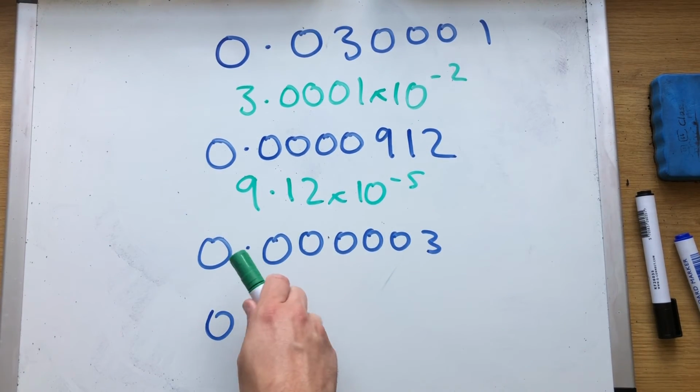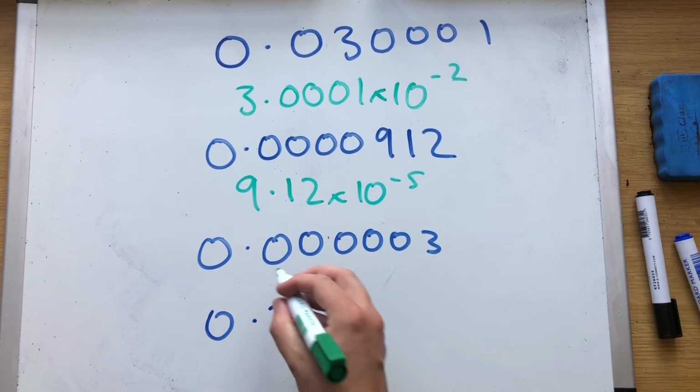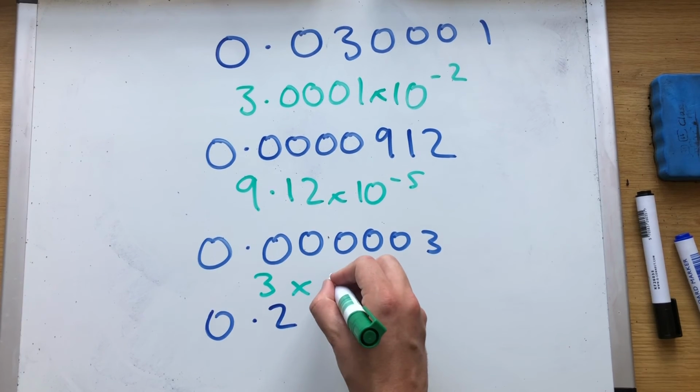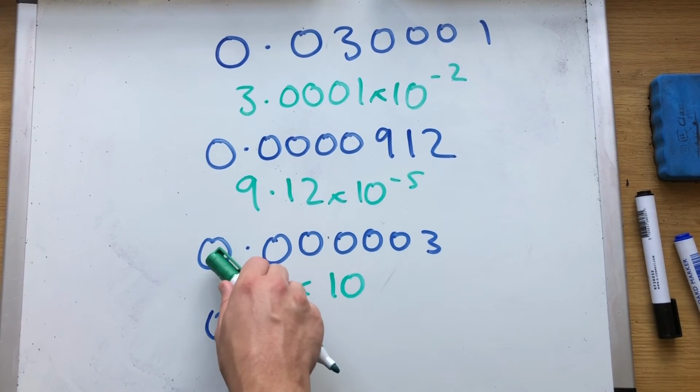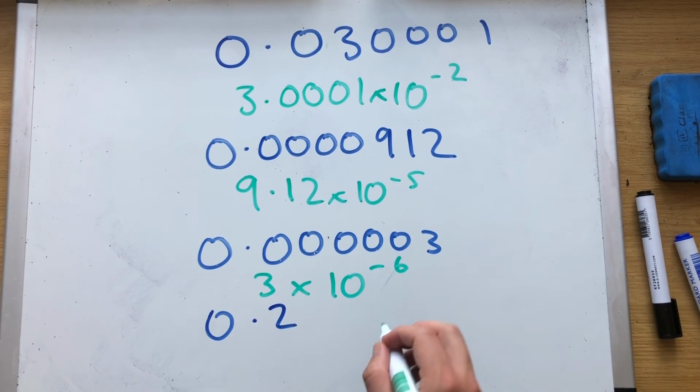This one here, what's our first non-zero? Doesn't count, doesn't count, doesn't count, doesn't count, doesn't count, doesn't count. That one there, 3. Times 10 to the power of how many zeros do we have? 1, 2, 3, 4, 5, 6, to the power of minus 6.